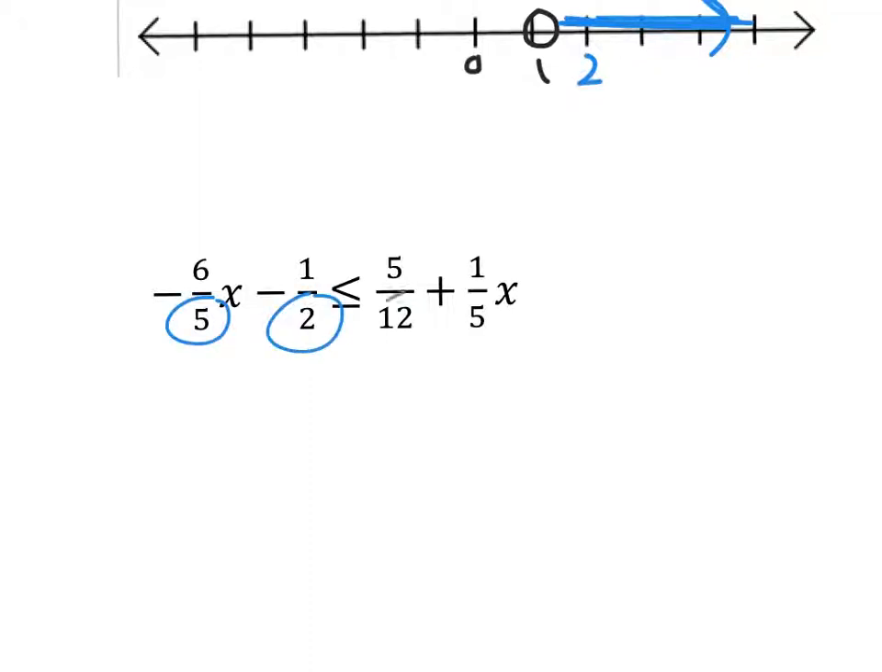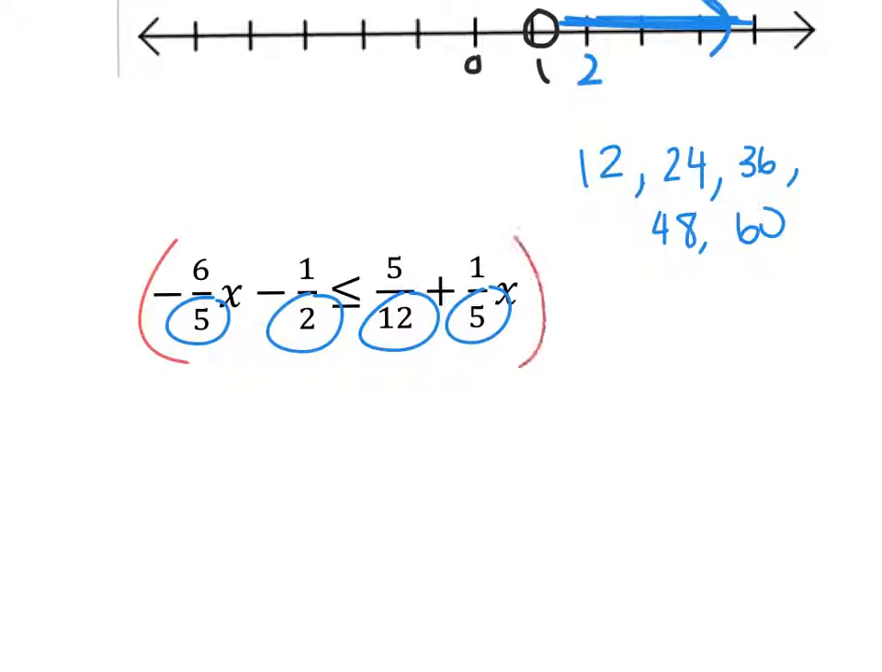So all of these numbers, what I do is I think of multiples of 12. So 12, I can't divide 12 by 5 and 2. 24, I can't divide 24 by both 5 and 2. 36, no. 48, no, not divisible by 5. And then 60. So 60 is divisible by 12, 5, and 2. So I'm going to multiply all of these, both sides, by 60.